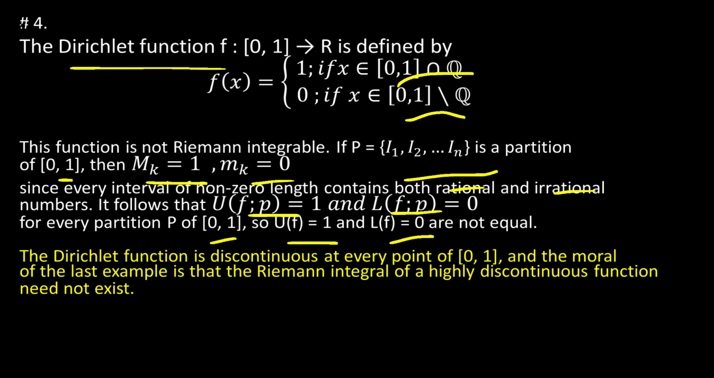In any of these intervals, you expect to get both rational and irrational numbers. So the Dirichlet function is discontinuous at every point; you expect at some point to be rational and another point to be irrational, and discontinuity comes in that way. The moral of this Dirichlet function is that the Riemann integral of a highly discontinuous function does not exist in this case.